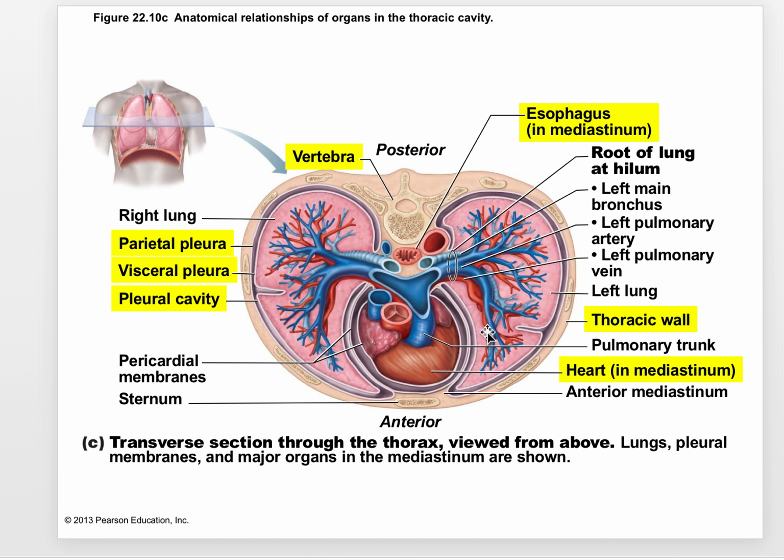Here's another diagram showing the same thing again. It just shows you where things are in relation to each other. Notice the esophagus, the vertebral body. So this is posterior, this is anterior. The trachea is going to be anterior to the esophagus. Got the different pleura, parietal and visceral, and the pleural cavity. The heart is in the mediastinum.